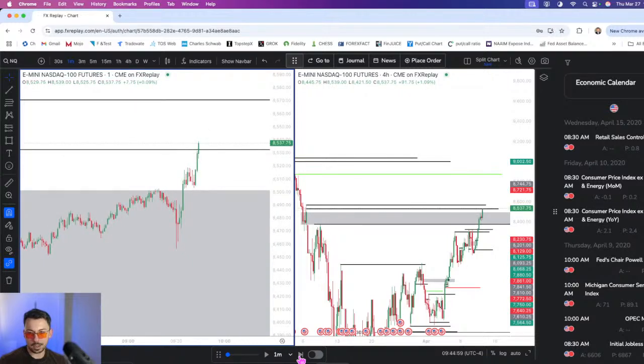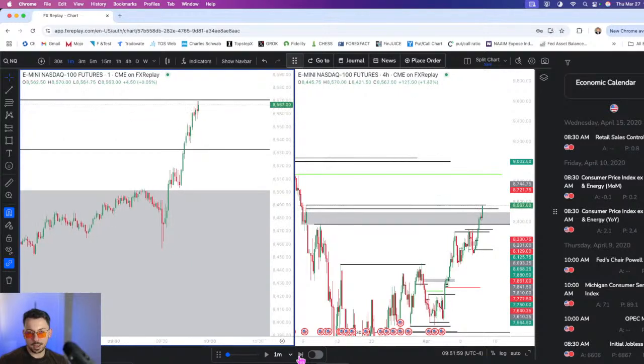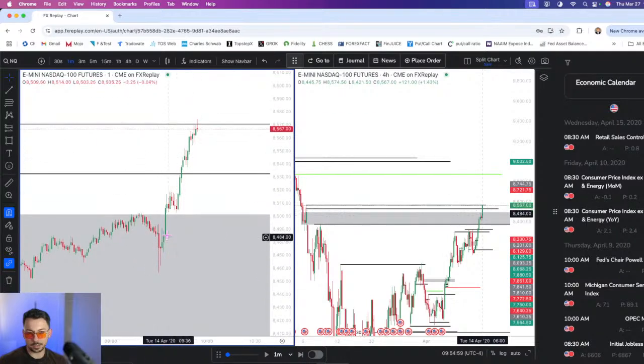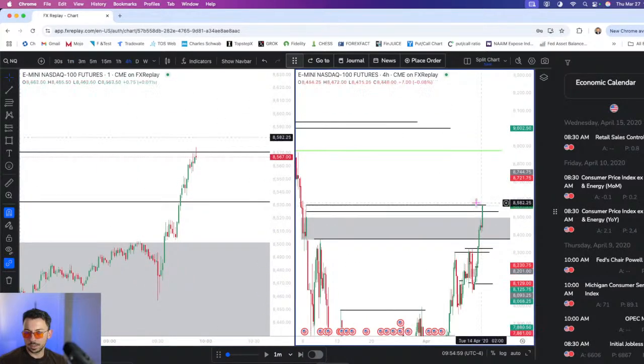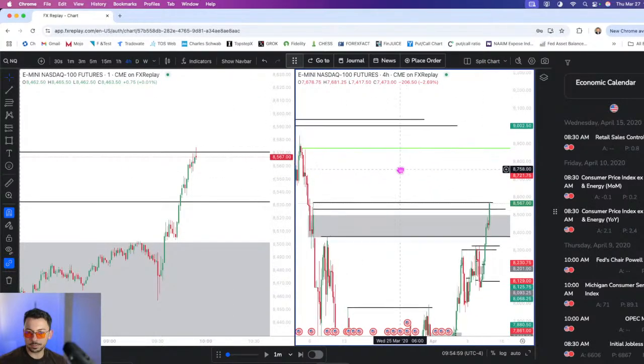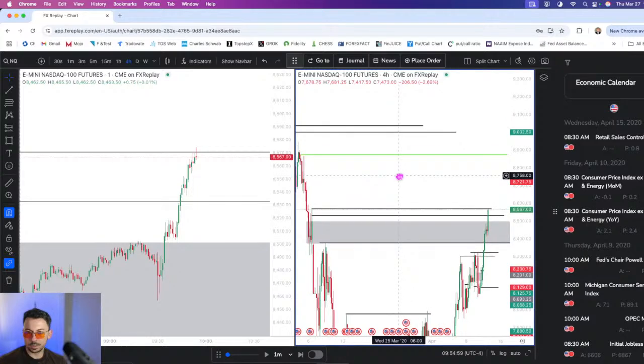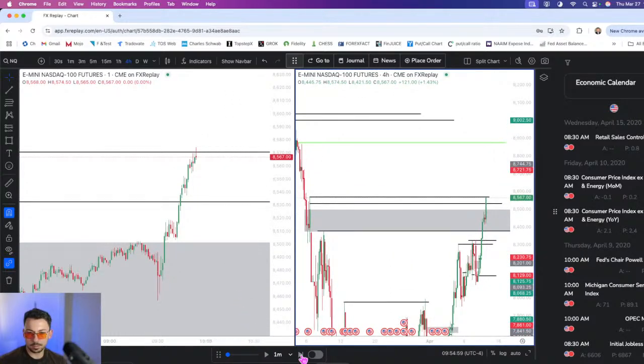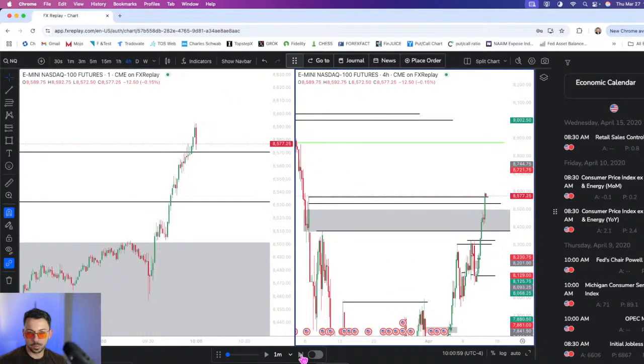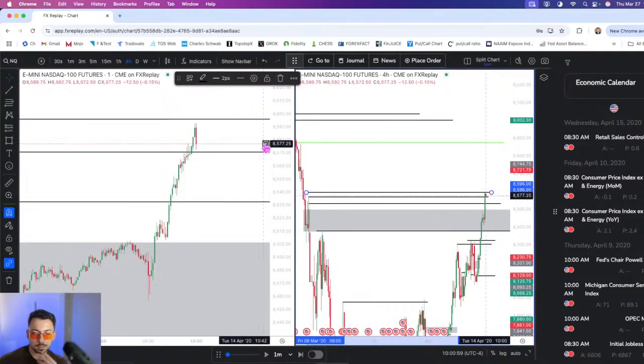Okay, there's that high. And the second high. Okay, so that was a pretty good 1 minute. Now that this has hit the buy side, we could potentially look for a reversal here. But yeah, let's see what we get. Ooh, that looks really nice. So we did sweep all of these, did we? Oh, we came close.